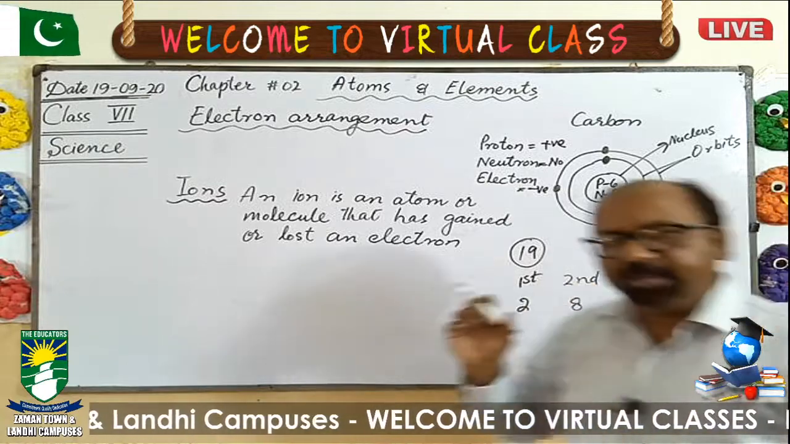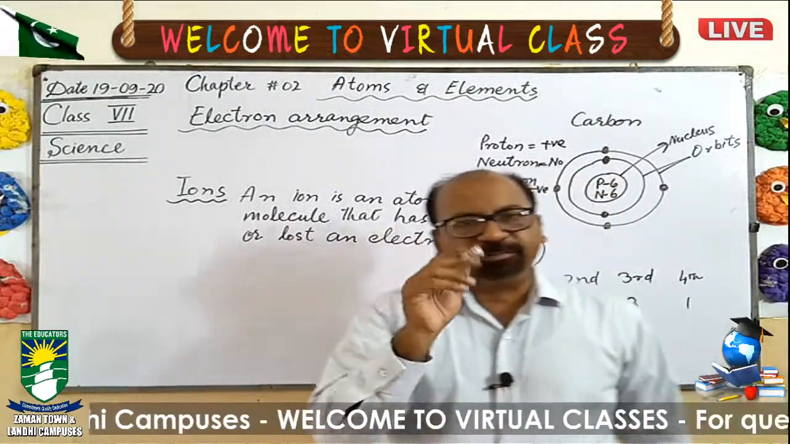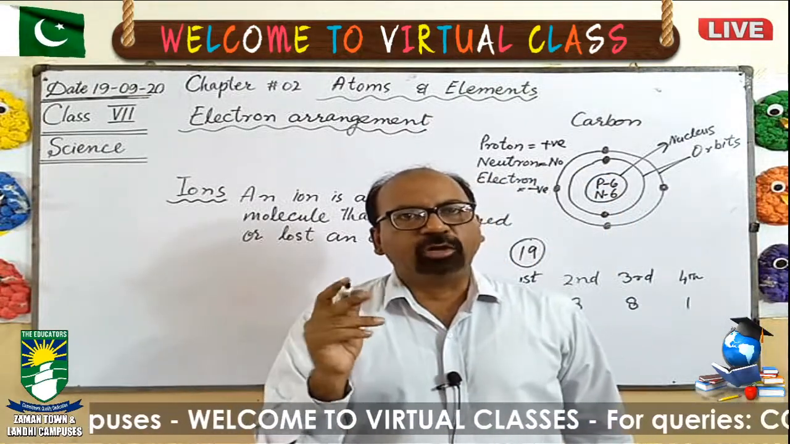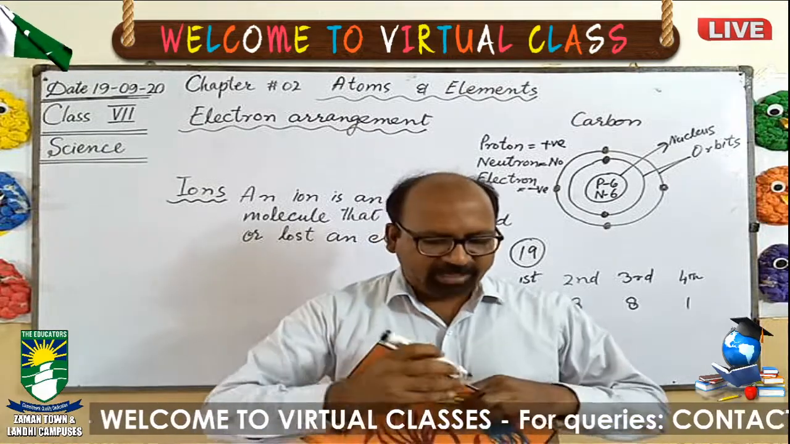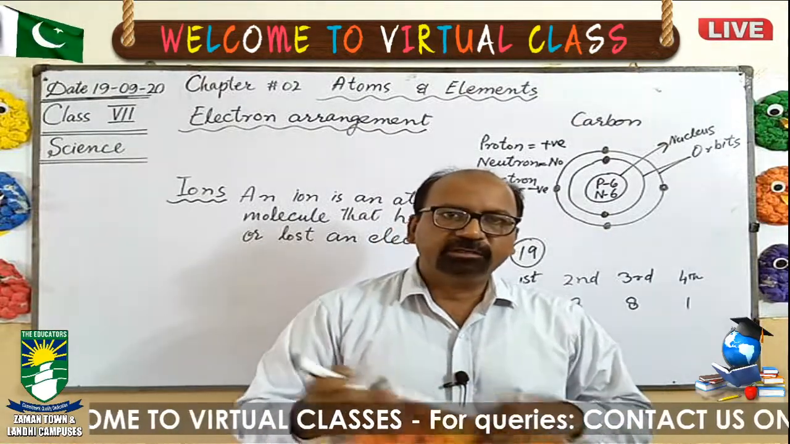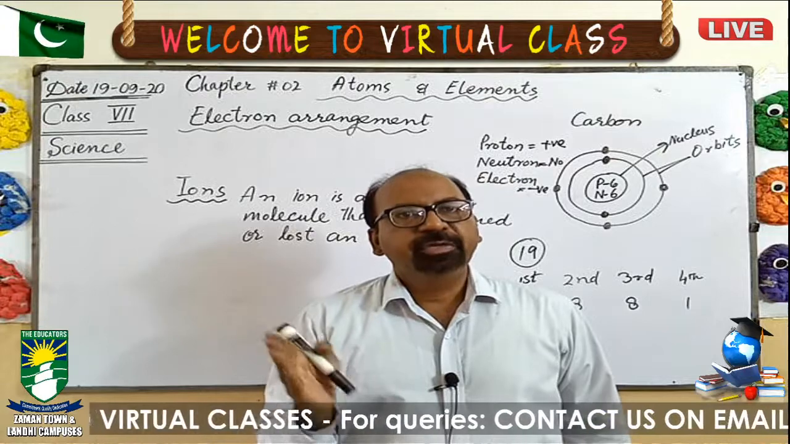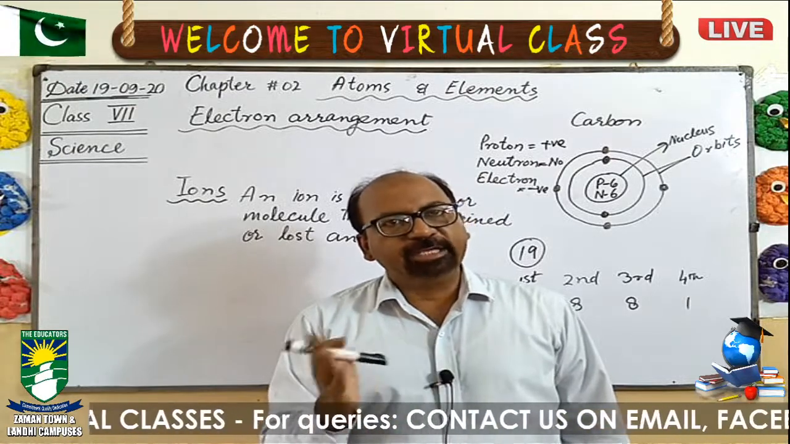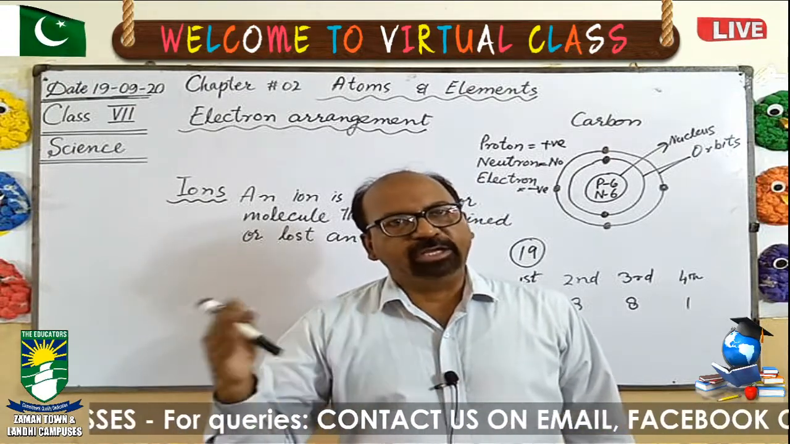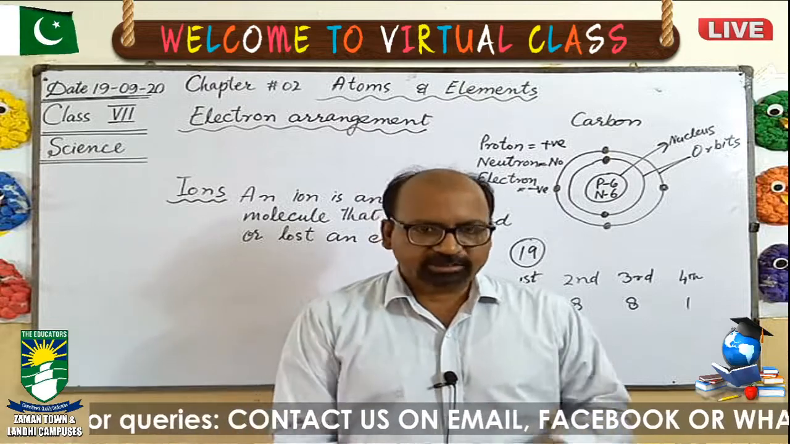Just keep in mind that in the first orbit only 2 electrons can be placed. In the second orbit 8 electrons. In the third orbit 8, and the next will go in the further orbits.